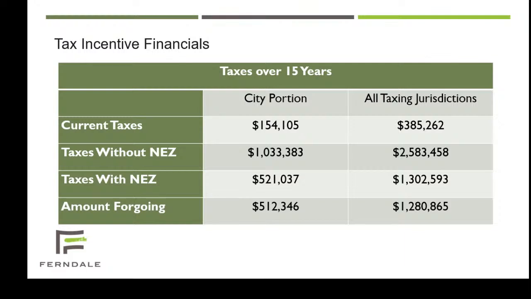So a little bit of numbers here. So the current taxes, city portion, we collect about $154,000 over the 15 years. For all taxing jurisdictions, it's $385,000. That's if it stayed status quo. The taxes, if we did not have the NEZ, would be, city portion would be $1 million over 15 years. For all taxing jurisdictions, it would be $2.5 billion. The taxes we will be collecting, if it is in an NEZ, is estimated at $521,000 for the city, or $1.3 million for all taxing jurisdictions. So you can see, even with the NEZ, the city will be collecting about $370,000 more revenue than we would if it stayed in its current state.